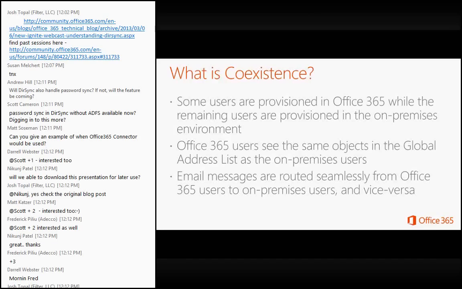What is coexistence? So, as we've said, some users are provisioned on-premise, some will be provisioned in Office 365, and essentially it's given us that unified global address list. We manage all of our on-premise objects, and then we synchronize that to Office 365.